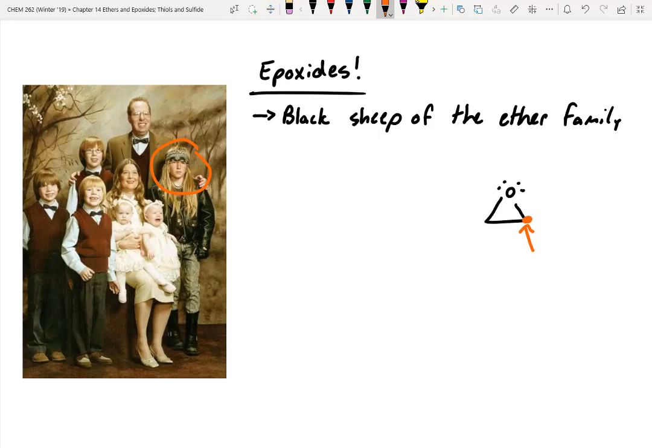Each of the carbons in an epoxide are sp3 hybridized. sp3 hybridized carbons prefer to have what bond angle? About 109.5, give or take. In this case, we're forcing it into a 60-degree bond angle. That's incredibly unstable. So let's make a note of that. They are very reactive due to ring strain.